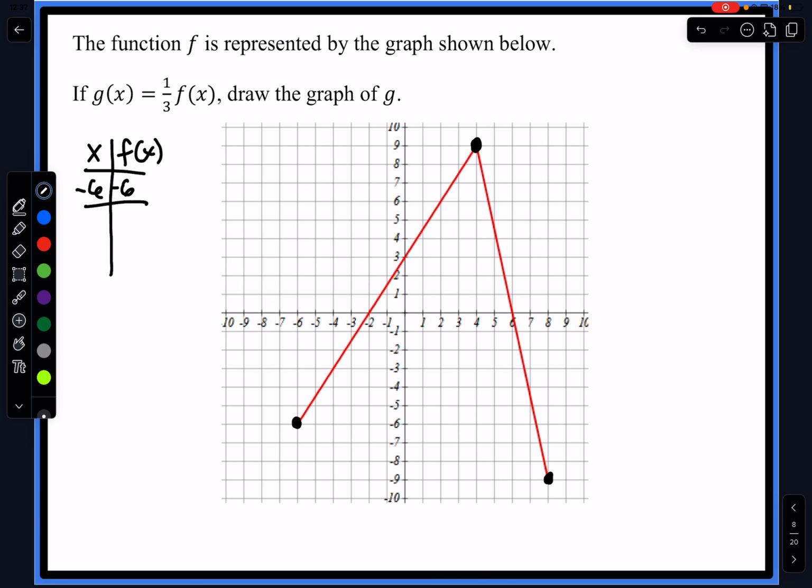The point at the very top is 4, 9. And then the point over here on the very far right is at 8, -9.